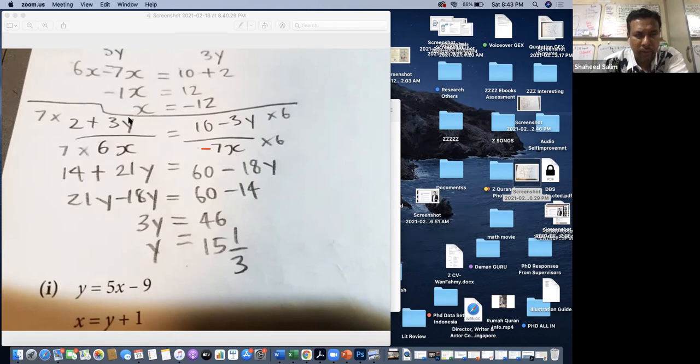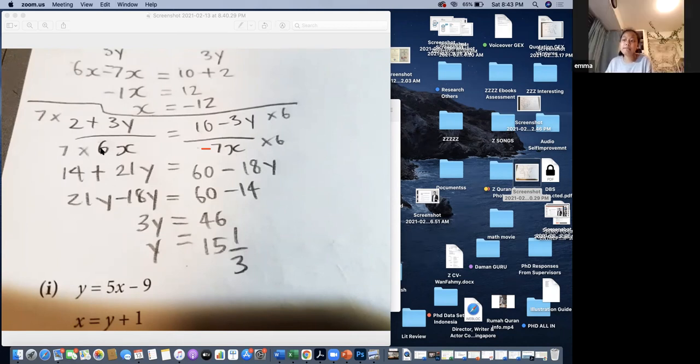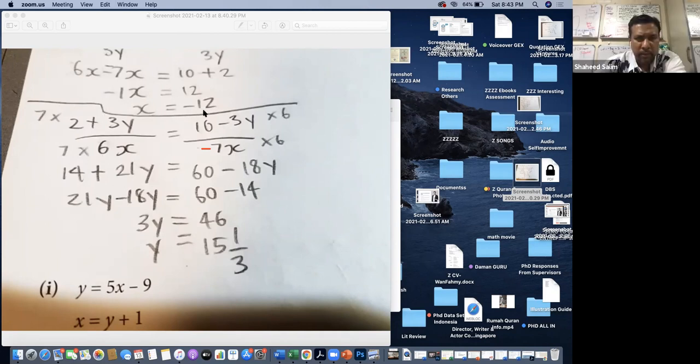Okay, so you get rid. Let's see. 14, 21, 60 minus 18y. So down here, because this is -7, you got to times by -6. Let us try with -6, okay? And then why must you do that? So that you can get 42x over here, right? Then you get 42x over here.